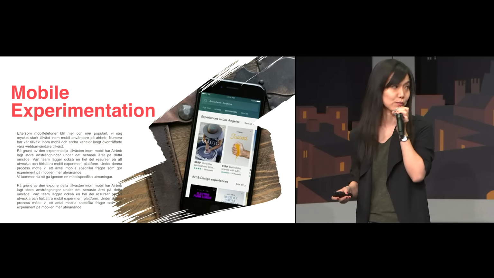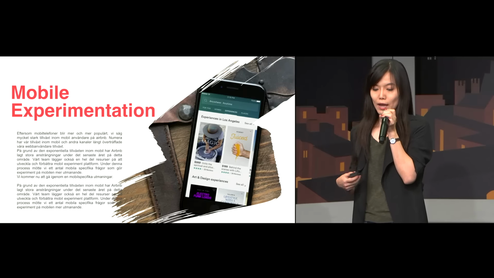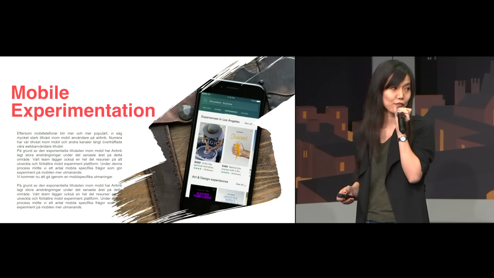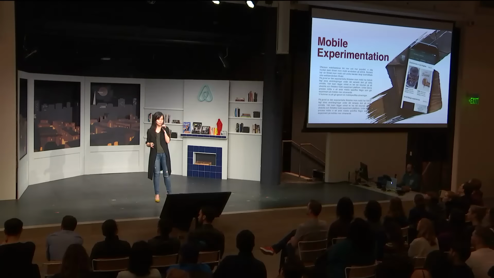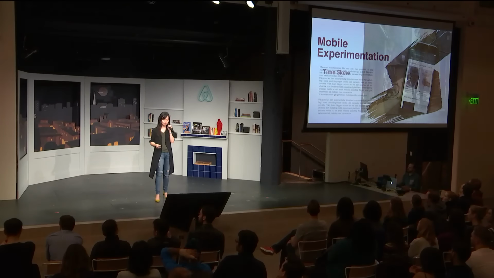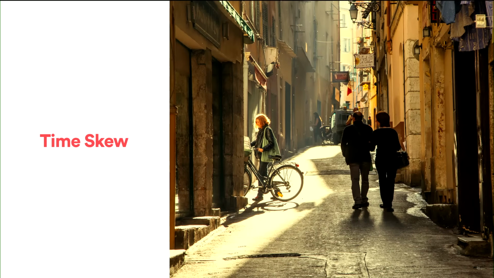Because of this exponential growth in mobile, Airbnb put great effort into this area last year. Our team has also put a lot of resources into developing and improving mobile experimentation. During this process, of course, we encountered a lot of mobile-specific challenges. I'd like to share one of them with you today. This issue we call time skew.